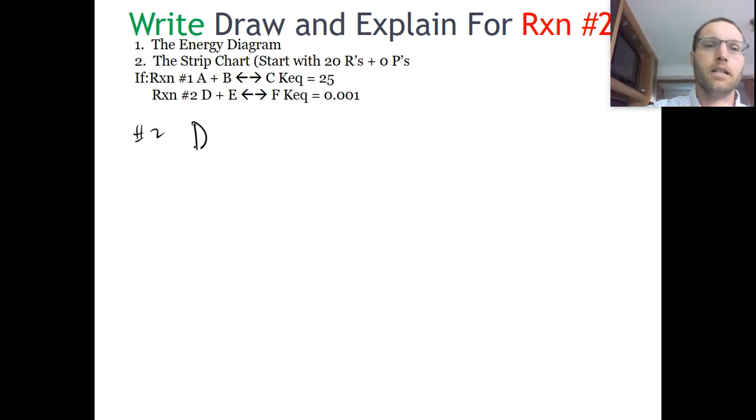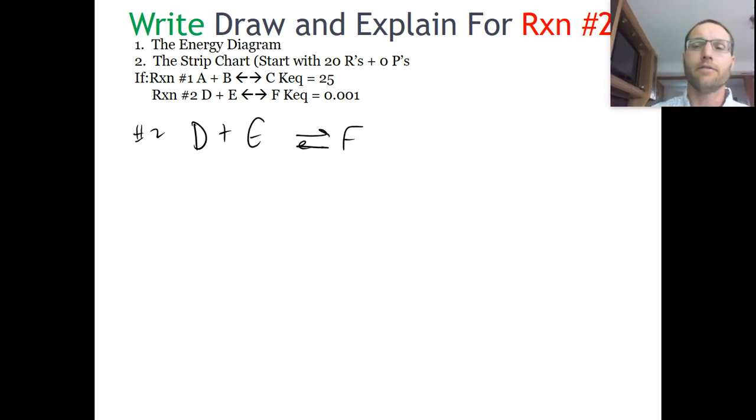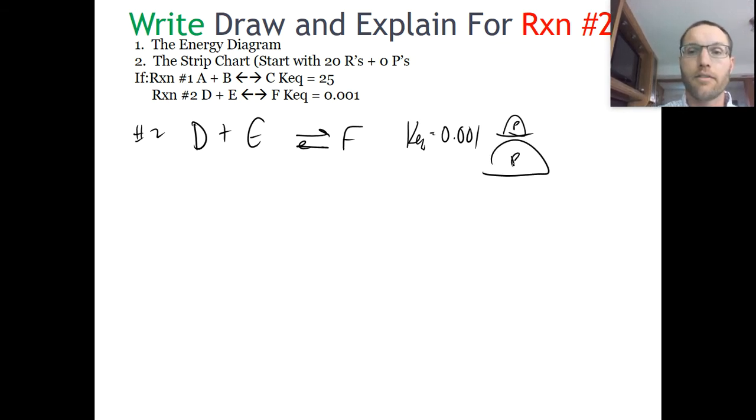It's got a little bit of D plus E makes and breaks F, right? And if we look at this one right here, we can see that this has a Keq that is 0.001. Well, that's not a big number. It's less than 1, which means that for this one, it doesn't make a lot of product, right? In fact, it has a lot of reactant left over. So this reaction clearly favors going backwards. It favors the reverse reaction.